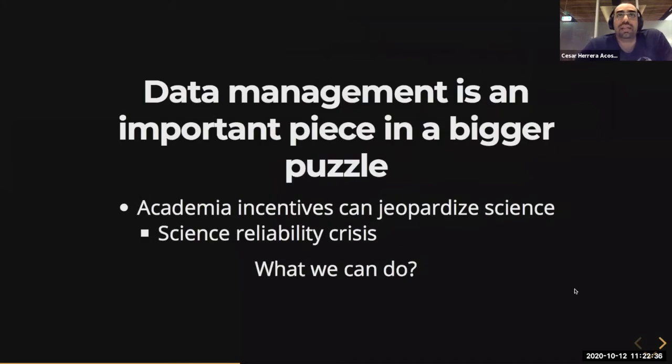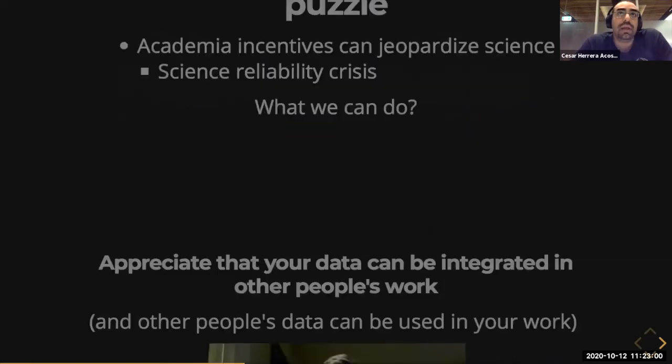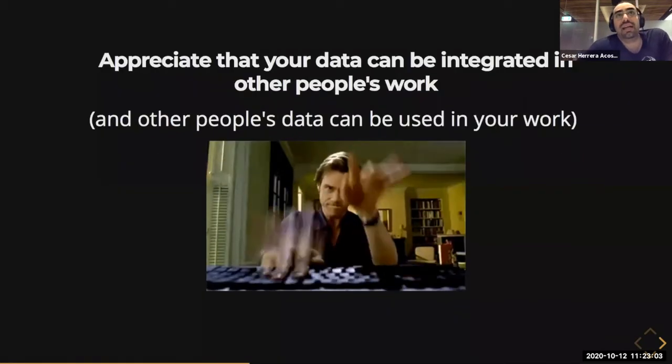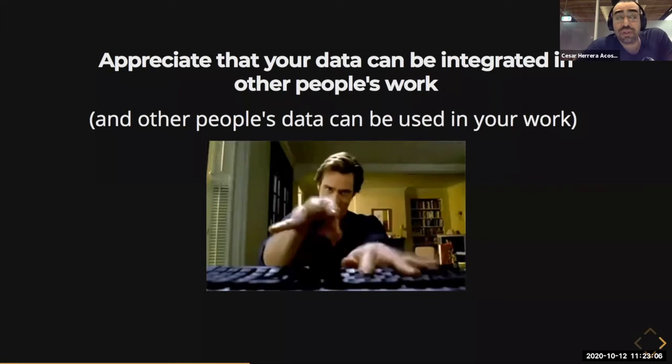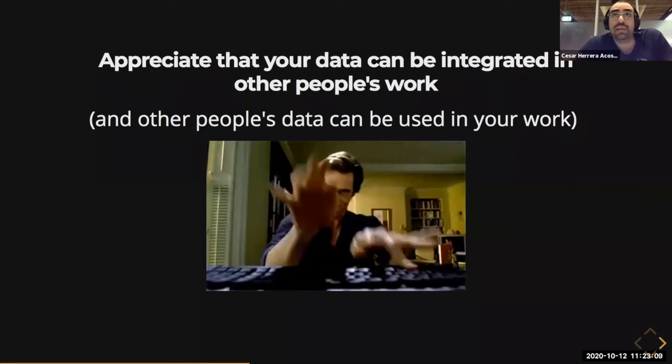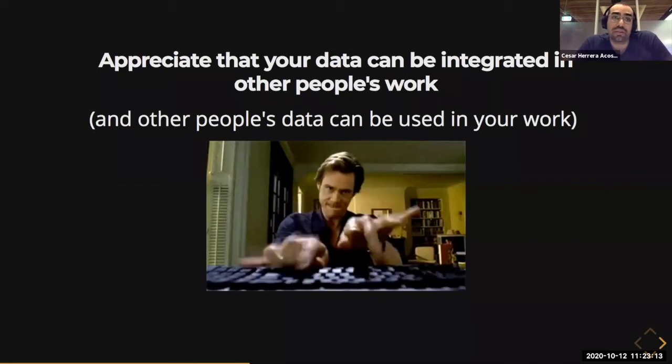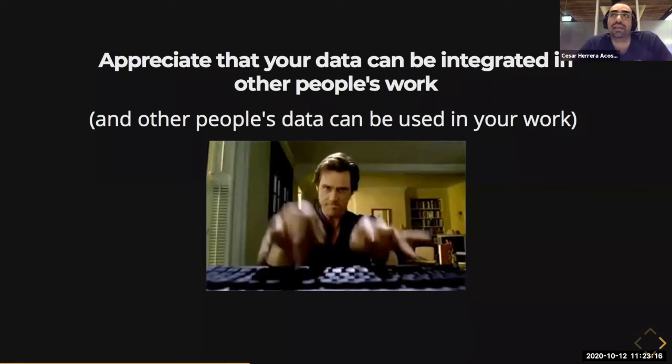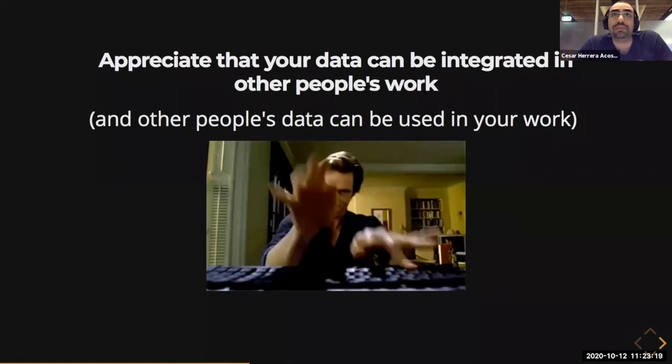So what I'm trying to say here is that data management is an important piece in a bigger puzzle. What I'm also trying to say is that academia doesn't incentivize good data management, and sometimes for that reason can jeopardize science. And some people agree that we are in a reliability crisis. So the question is what we can do. Some of the things that we can do is to appreciate that your data can be integrated in other people's work, and that other people's data can be integrated in your own work. I think that is a big motivation to encourage ourselves to curate data and keep it available.